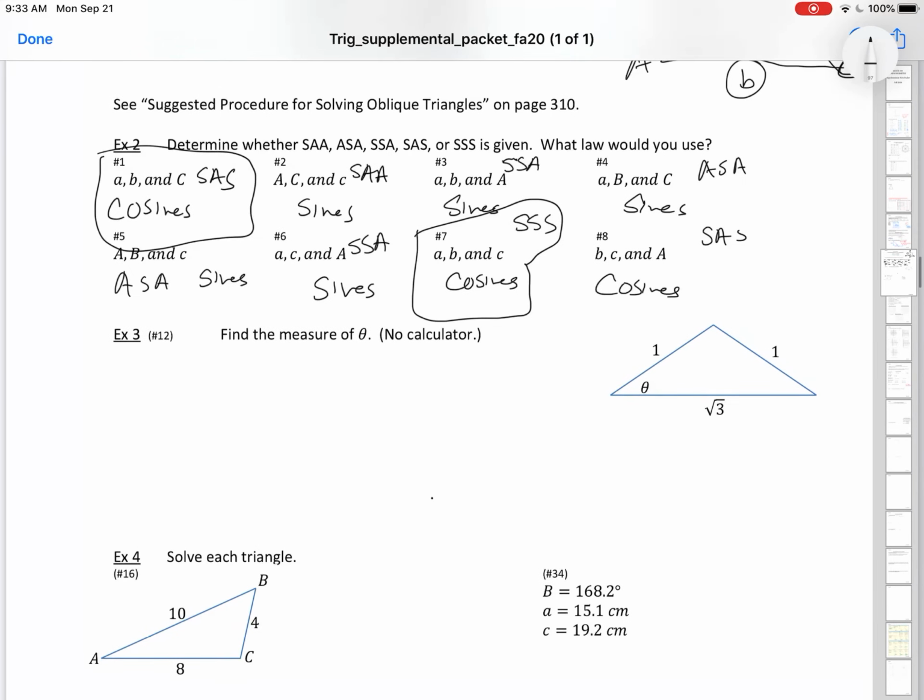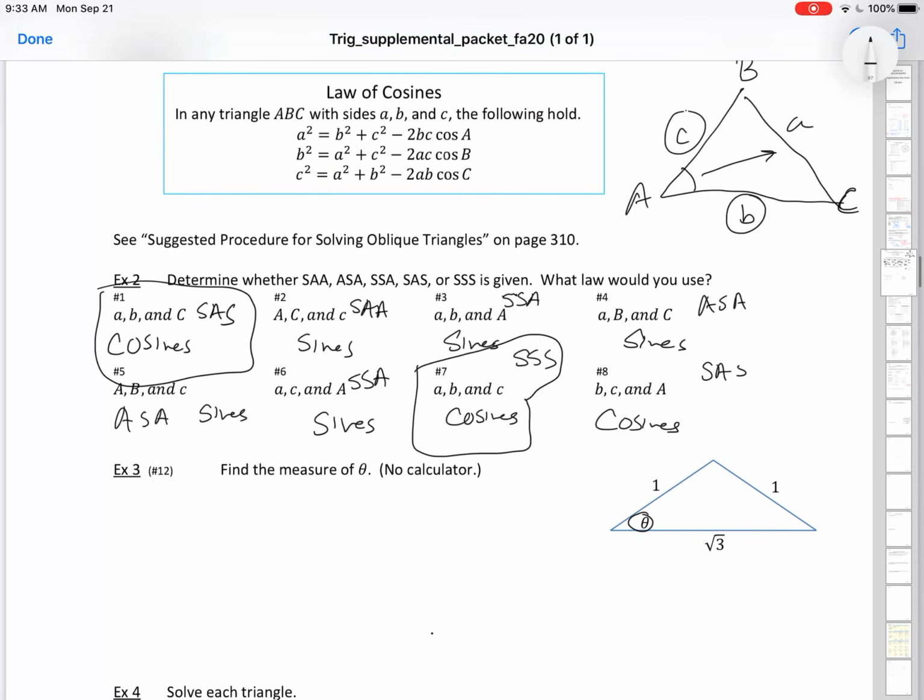So they'd like us to do this next one without the use of a calculator, find the measure of theta. And so let's take a look at this guy. This is example number 3, which is related to number 12 in the book. And so what we want is this angle right here. So let's investigate what the law of cosine says.